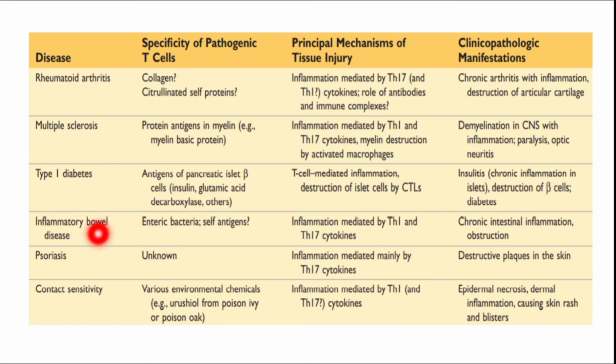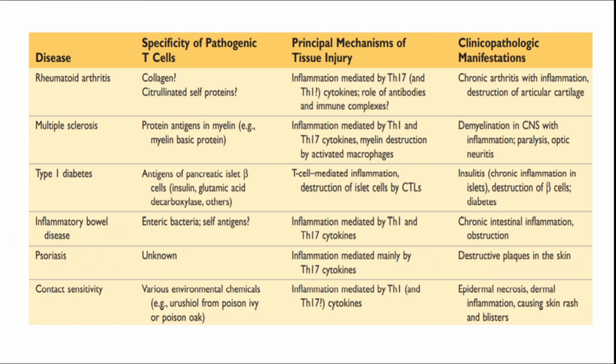It's again an autoimmune disease in which hypersensitivity could be against bacteria or self antigen, right? There will be chronic intestinal inflammation, so the person can have intestinal obstruction, vomiting, and similar complaints, right? The fifth example is psoriasis, in which the antigen is unknown and there will be destructive plaque in the skin. It's a skin disease, right?